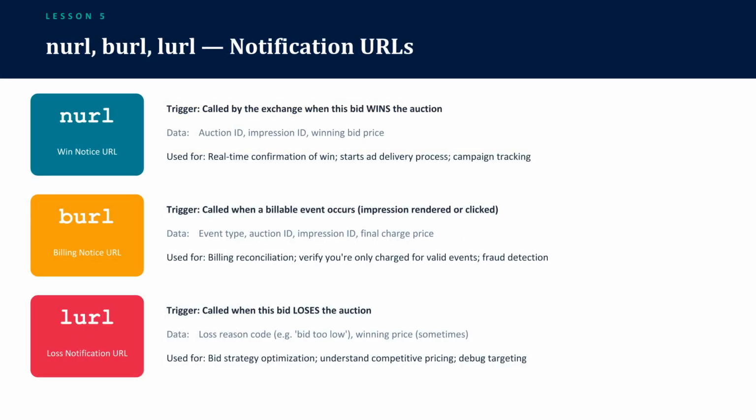These 3 URLs are how DSPs receive feedback from the auction. nurl tells you when you won. burl tells you when you're being charged. lurl tells you when you lost and sometimes why. Loss notifications are particularly valuable for bid strategy optimization.